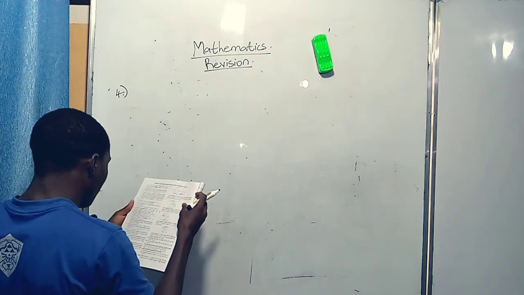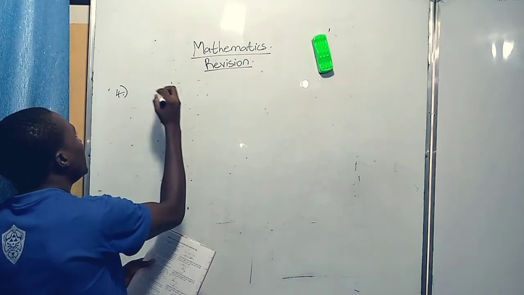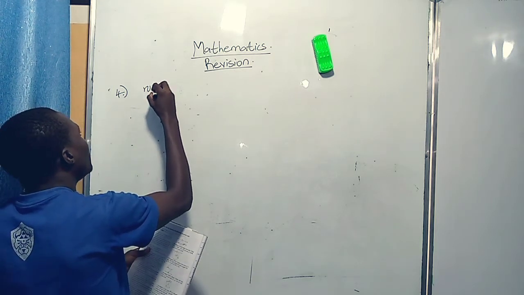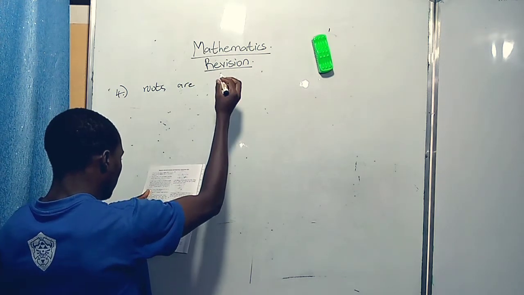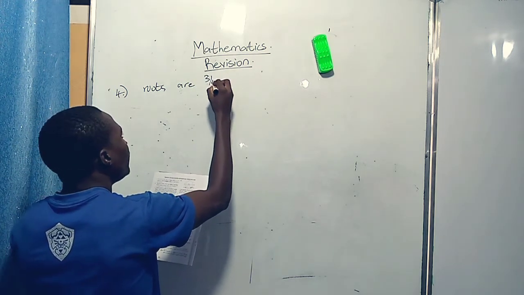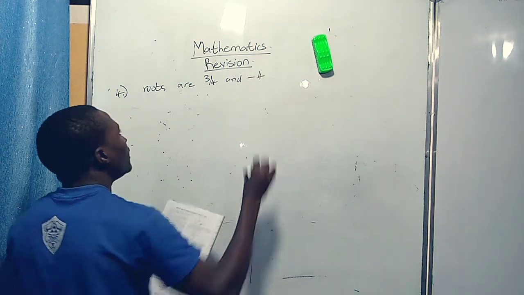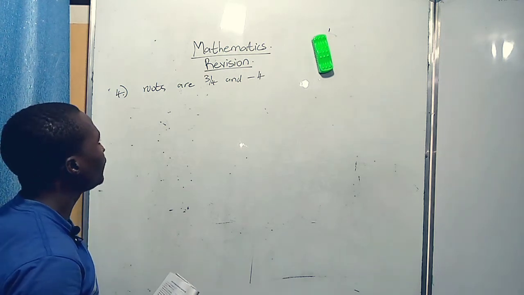Question number 4 says, find the equation whose roots are 3/4 and minus 4. Now this question can be solved in two ways.